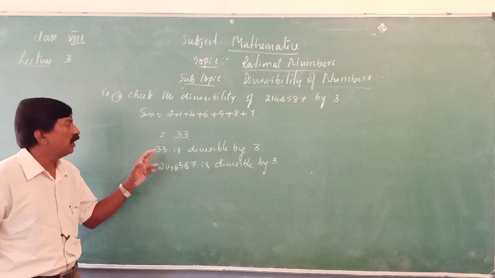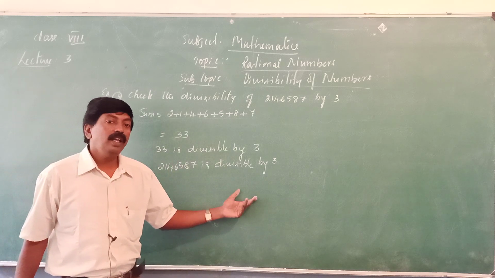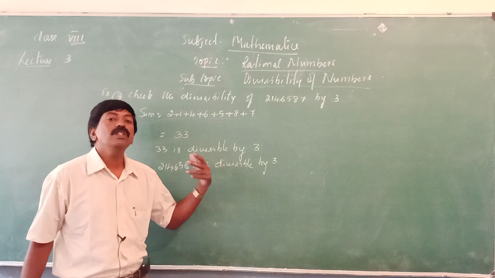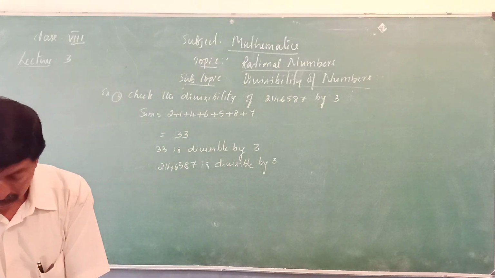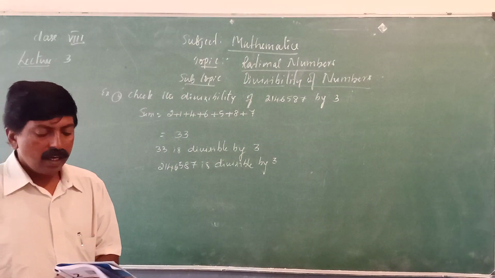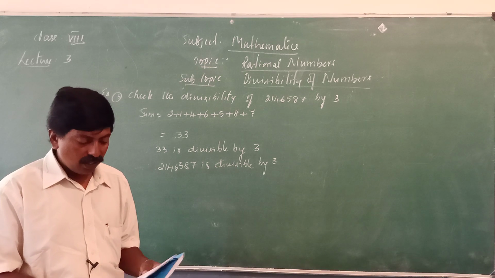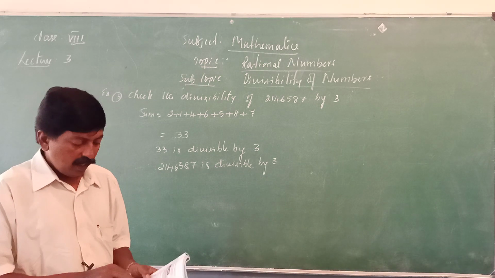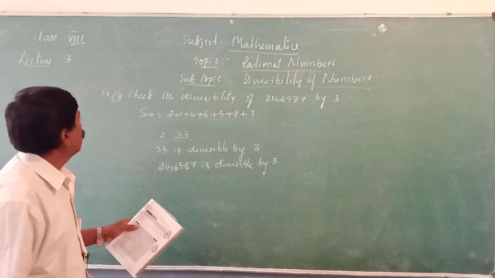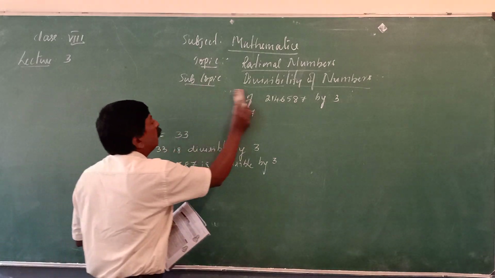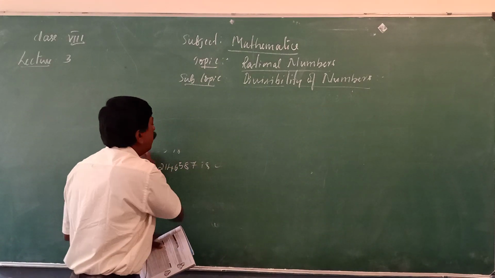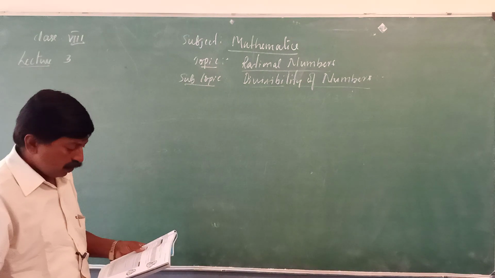So remember, it is not divisible by 9, but it is divisible by 3. That is possible. So like this, you have to check one by one. That is what we call a divisibility rule. The next very interesting question: here one of the numbers is left out, so you can find that number with the help of this divisibility rule.